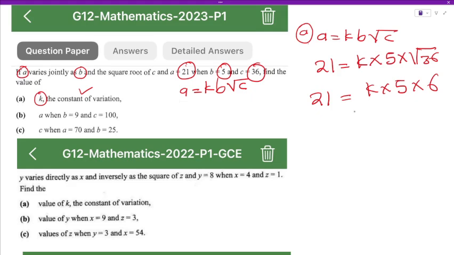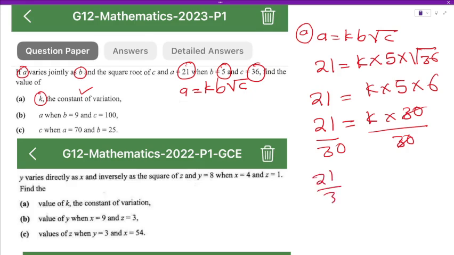Once you find the square root of 36, you can now proceed to say 21 is equal to K. 5 times 6 there will give us a 30. Once we have a 30 there, we can divide both sides by what? By a 30, even there by a 30, so that here the values can cancel. So meaning you're going to remain with 21 over 30 is equal to K.